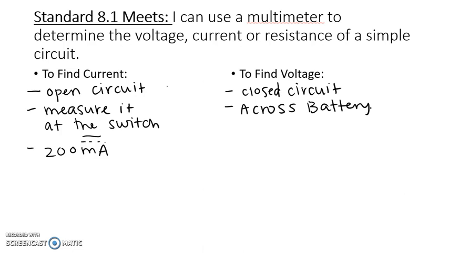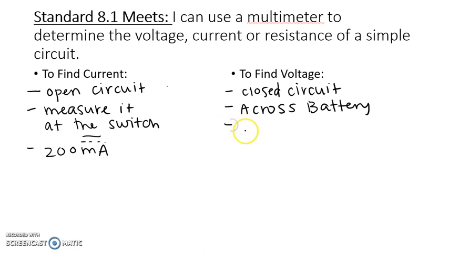You know that you're doing it right if when you measure across the battery, say you're using a D battery, right, we know that those are 1.5 volts. If you're getting a reading pretty close to 1.5 volts, then you know you're doing it correct. If you get a negative reading, you've switched the red and the black prong around, and so all you want to do is just swap those to the other side of the battery.